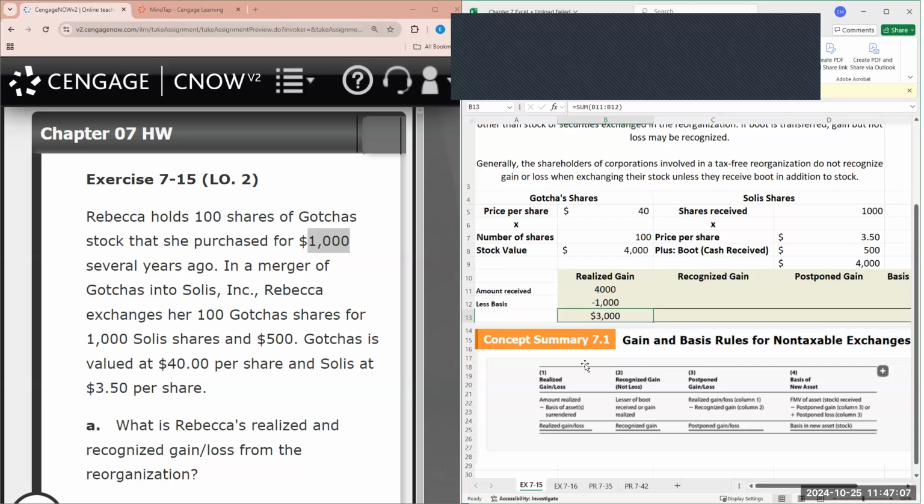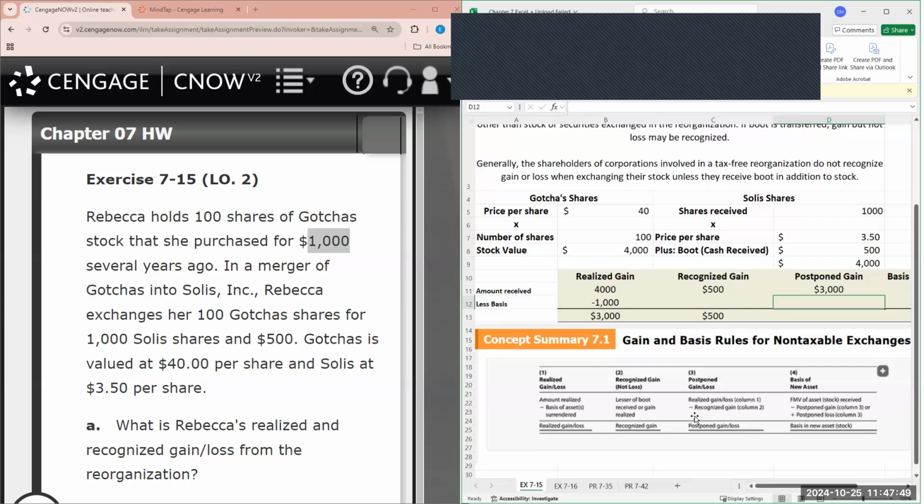But again, according to concept 7.1, we need to determine what is going to be the recognized gain. And the recognized gain is going to be the lesser of the boot received, which in this case is $500, or the gain realized. I know we know how to do the math, the difference between the 500 versus the 3,000. The recognized gain in this case is going to be $500. It is the lesser of the two. So now we move on to column 3. For column 3, it asks us, what is the realized gain or loss that we calculated in column 1? So that was 3,000.